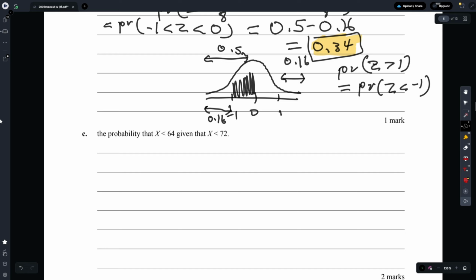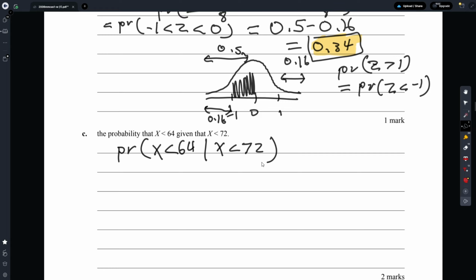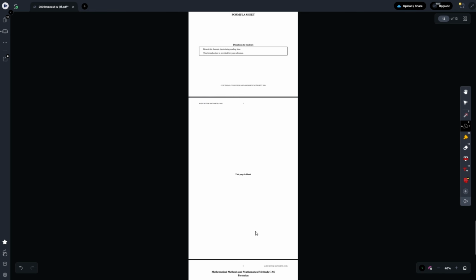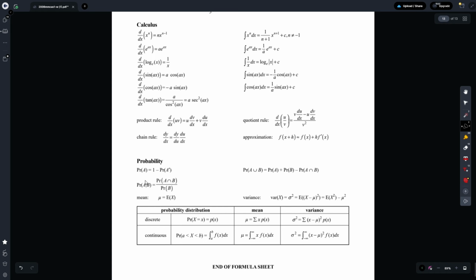Okay. Find the probability that x is less than 64 given that x is less than 72. Okay, what is this even talking about? First of all, let's break it down by writing it out and see what it's asking for. The probability that x is less than 64 given that x is less than 72. We can actually use that one formula in the formula sheet, which is this rule right here. Probability A given B is A intersect B over the probability of B.